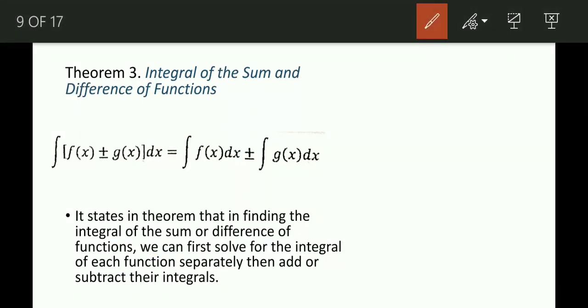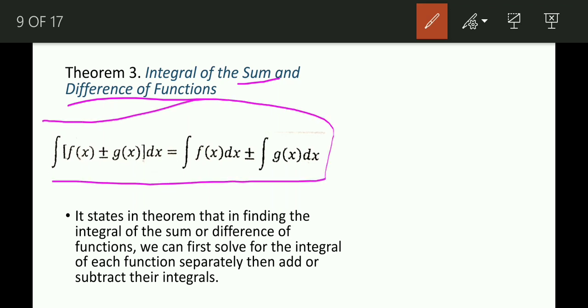Now moving on to theorem number 3. The integral of the sum and difference of functions. The integral of the quantity f of x plus or minus g of x dx is equal to the integral of f of x dx plus or minus the integral of g of x dx. This theorem states that when we have a sum or difference of functions, we can solve by separating those functions, performing integration, and adding or subtracting the integrals. We'll see an example later.